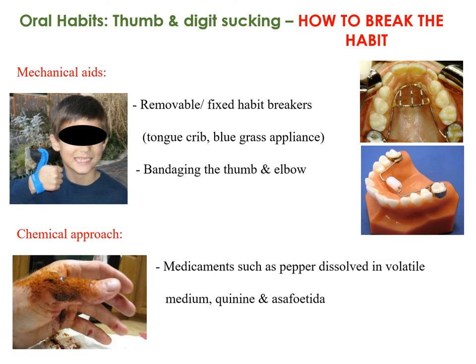However, you can also use some mechanical aids to stop this habit. You can give the child a removable or a fixed habit breaker, such as a tongue crib or a bluegrass appliance. You can see those on the images. And you can bandage the thumb and the elbow of the child so that it is physically impossible for them to suck on their thumb, or else you can use some chemicals or medicaments such as pepper. You can use quinine, which has a very unpleasant taste, or asafoetida, so that the taste will be a deterrent to putting their thumb into the mouth.